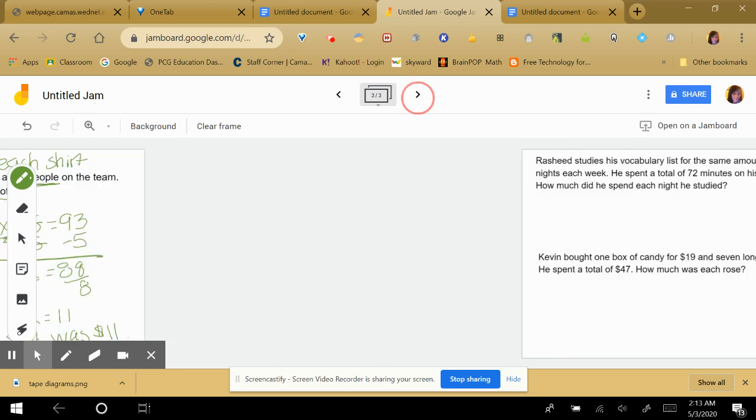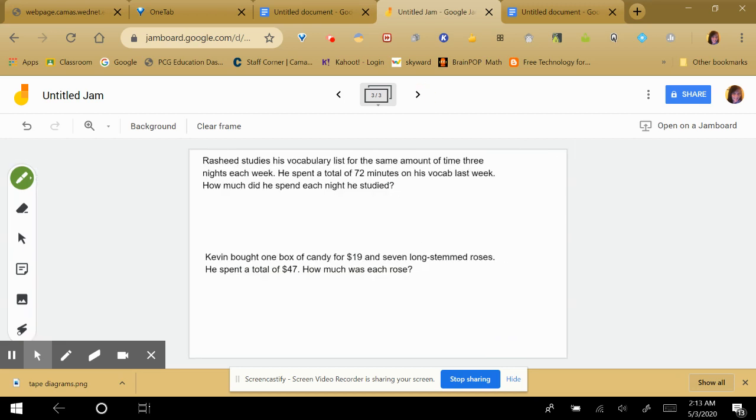Okay. One more page we're going to look at here. Rashid studies his vocabulary list for the same amount of time, 3 nights each week. He spent a total of 72 minutes on his vocab last week. So how much did he spend each night that he studied? This time we have to make the diagram ourselves.